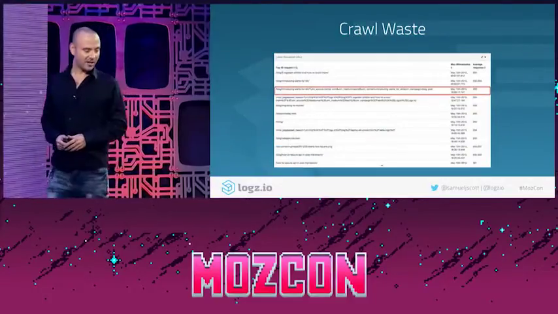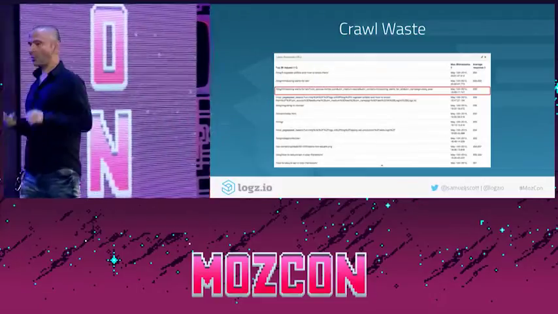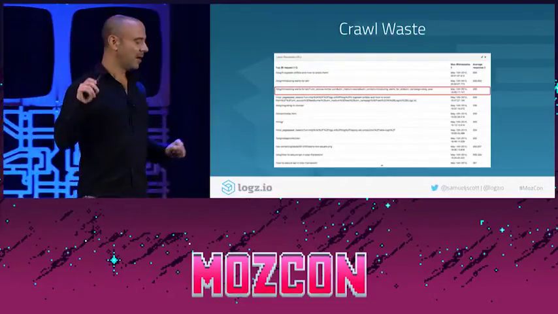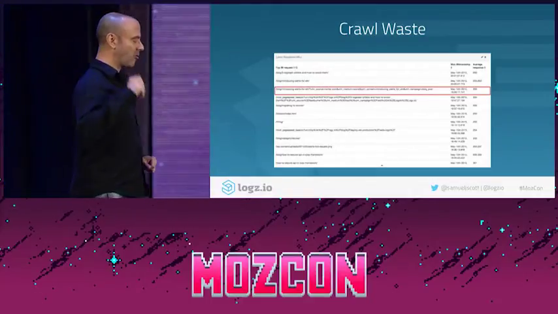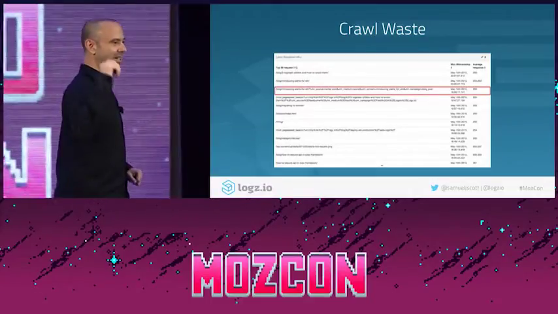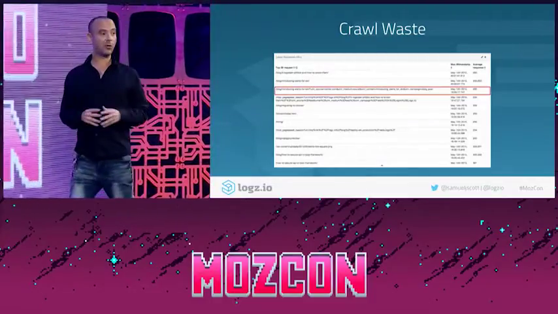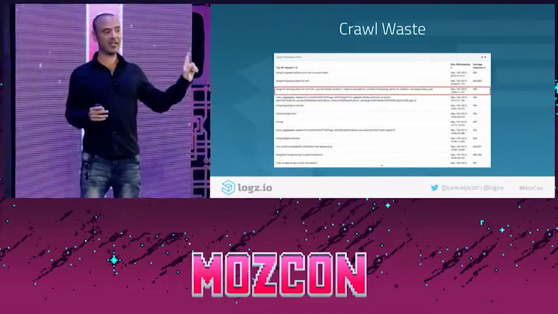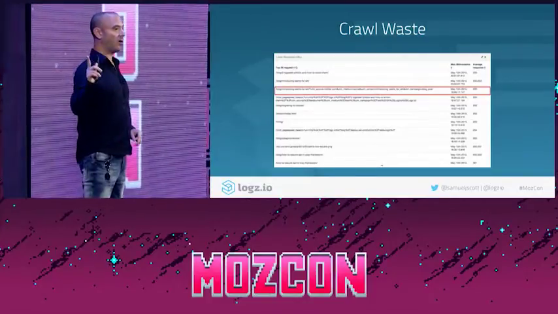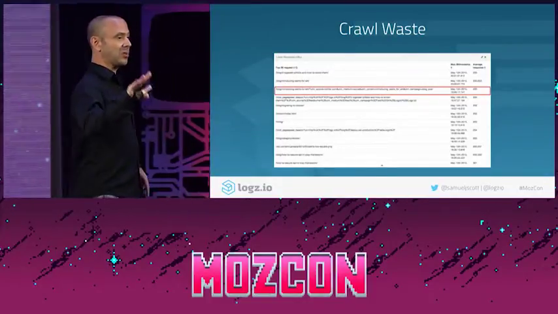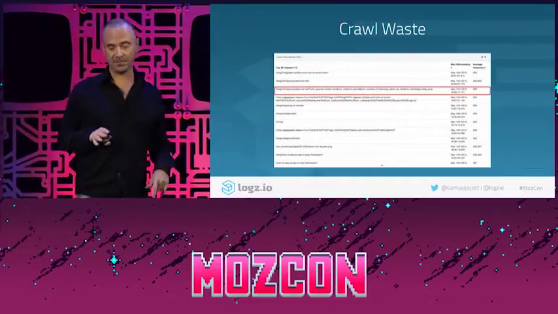Crawl waste. This is the most complicated one. Google sets a crawl budget for every single website. The problem is that if Googlebot hits that limit before finding new or updated content, it will leave your site before it crawls that information, and therefore those changes or new pages will not be reflected in the SERPs.